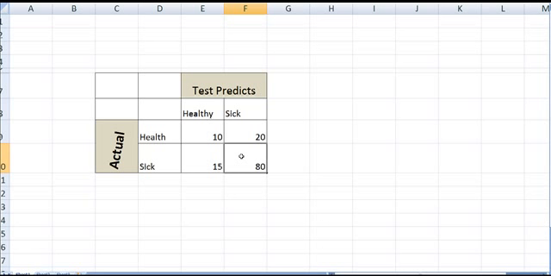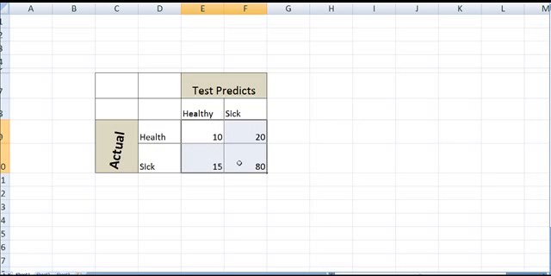Now we can ask which ones are errors and which ones are correct. Here, these are correct, right? They were actually healthy and the test predicts them as healthy. And here also, they were actually sick and the test predicts them as sick. On the other hand, here they were actually sick, but the test predicts them as healthy. And here they were actually healthy, but the test predicts them as sick. So this one and this one are errors. So there were how many errors? There were 35 errors out of how many altogether? What is that?